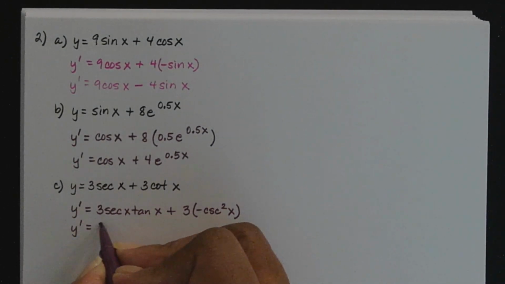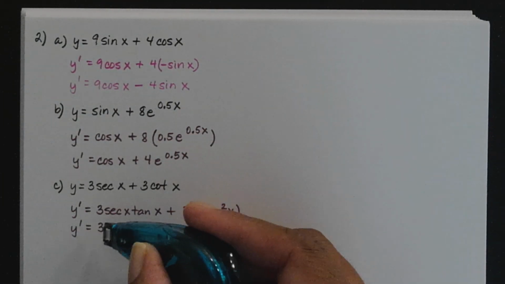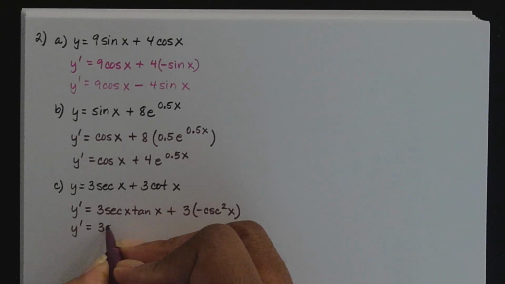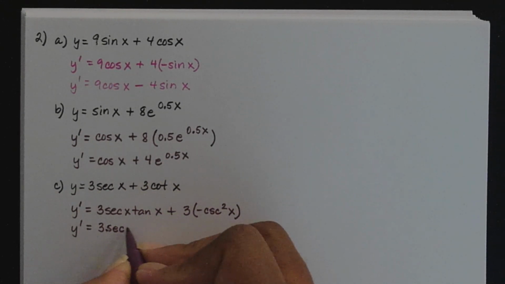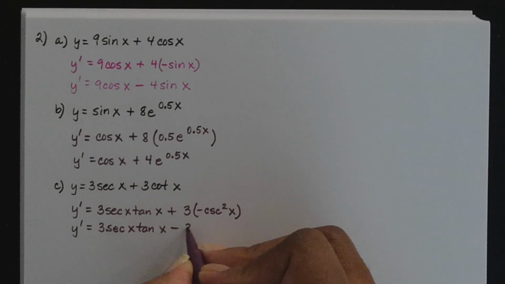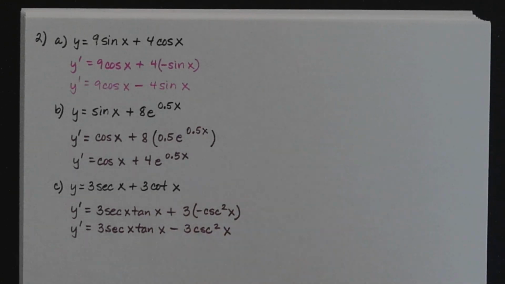Then pretty much I'll just simplify that as y prime equaling 3 times the secant x tangent of x, then minus 3 cosecant squared of x.